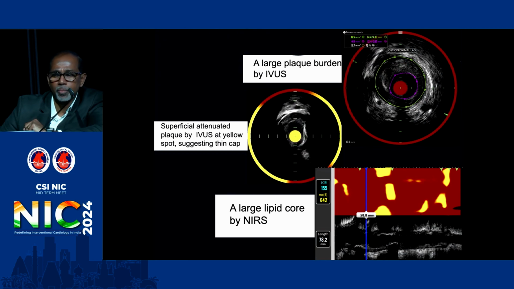So is it important? So we evaluated with IVUS and NIRS. In the first image, you could see that the plaque burden there is almost 70%. It's a huge plaque burden. The second image, you could see that it's an attenuated plaque in IVUS. And in the third image, you could see that in the proximal LAD, the LCBA was 642. It was a huge amount of lipid there. So we understood that proximally there was a huge amount of lipid with a huge plaque burden and an attenuated plaque.